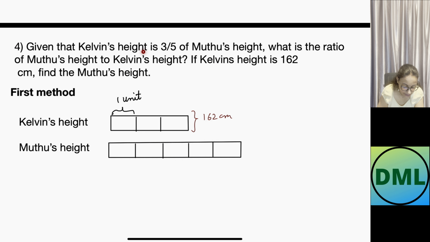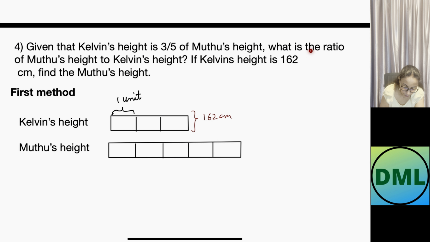Given that Kelvin's height is 3 by 5th of Muthu's height, what is the ratio of Muthu's height to Kelvin's height? If Kelvin's height is 162 centimeter, find Muthu's height. Again, we are going to do this question with 2 different methods. The first method is the IGCSE method. The height of Kelvin is 3/5 of Muthu's height. So Muthu's height has a total of 5 parts, and Kelvin's height has 3 parts.